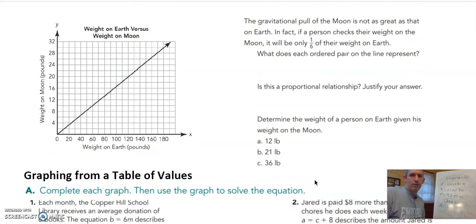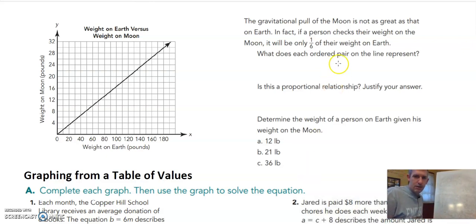The gravitational pull of the moon is not as great as the Earth's is on the Earth. In fact, if a person checks their weight on the moon, it will be 1/6 of their weight on Earth. Now I need to go to the moon. All right, I've been putting on a few pounds with this isolation at home. Okay, food's been looking pretty good. So the gravitational pull is 1/6.